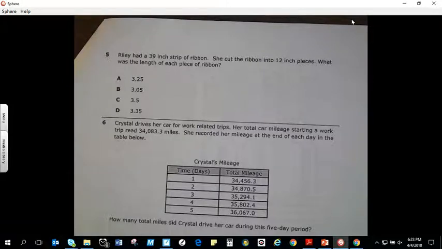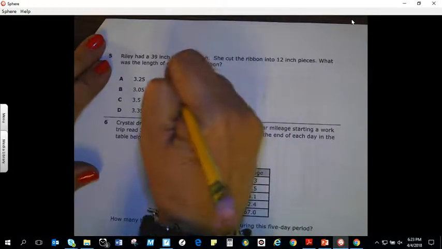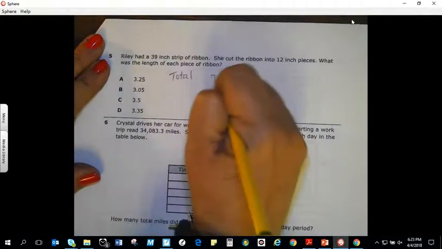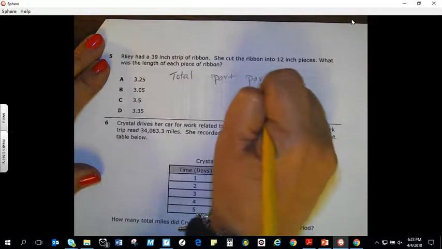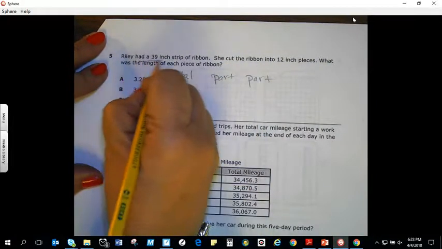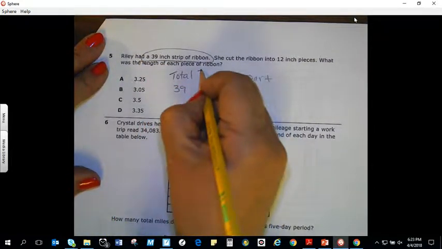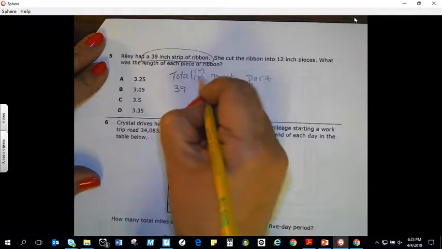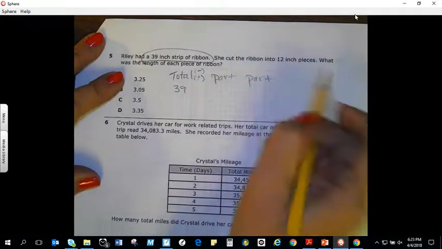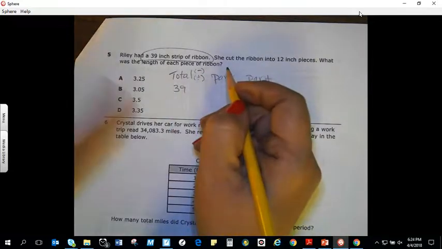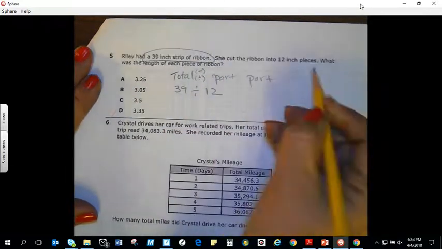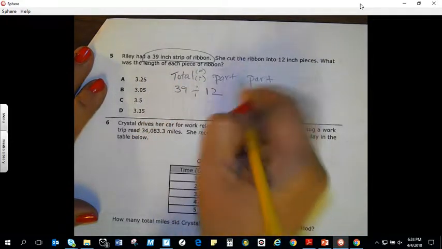Look at number 5. Riley had a 39-inch strip of ribbon. Now, she cut the ribbon into 12-inch pieces. What was the length of each ribbon? All right, so now I have a total, and I have a part, and I need to look for a part. So she had a total. Riley had a 39-inch strip of ribbon. That's her total. And remember, when we're given a total, it's either going to be a subtraction or a division. She cut the ribbon into 12 inches. So cut, and how many equal parts? I'm going to divide.